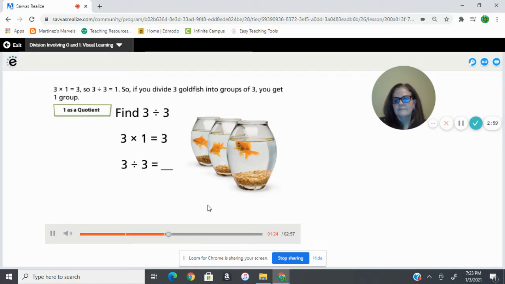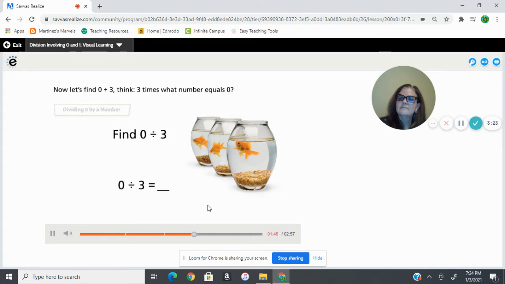3 times 1 equals 3. So 3 divided by 3 equals 1. So if you divide 3 goldfish into groups of 3, you get 1 group. So the rule for 1 as a quotient is that any number except 0 divided by itself is 1.